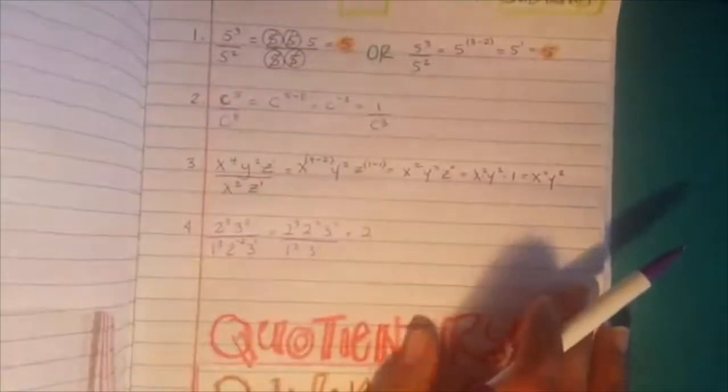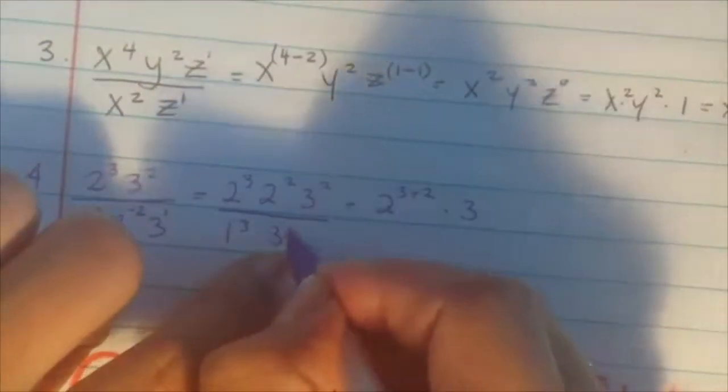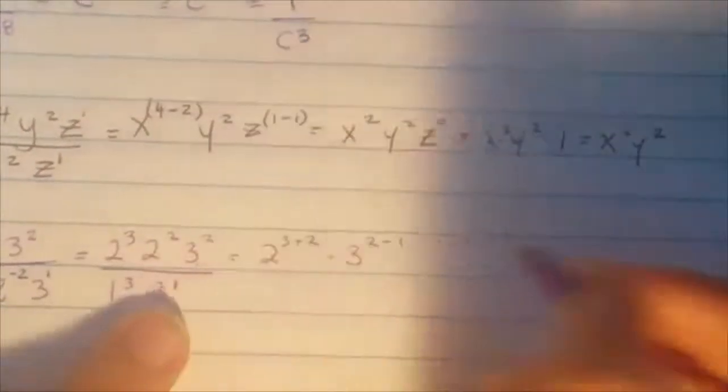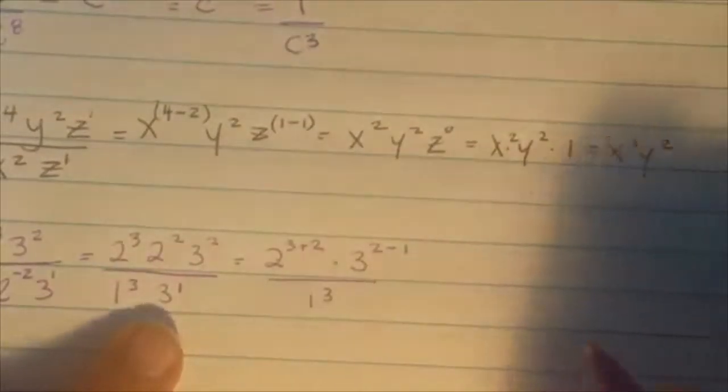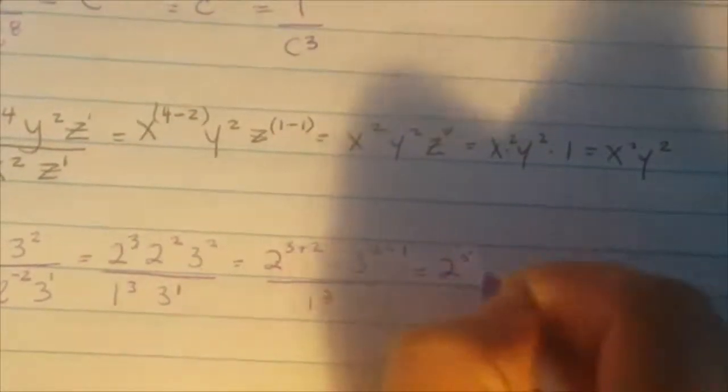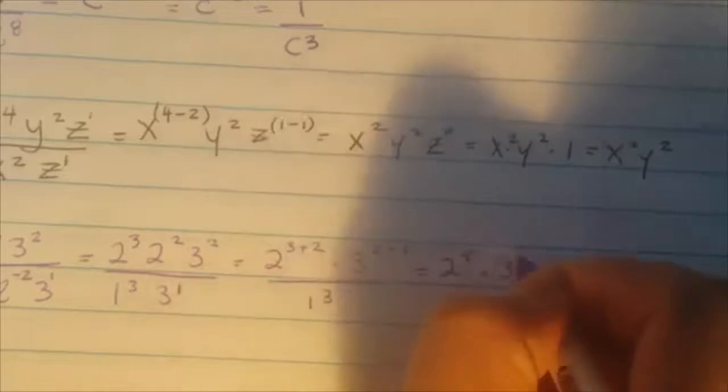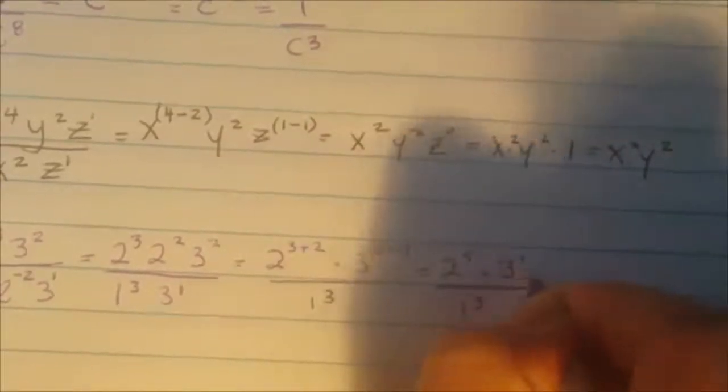So you see the two 2's, the base of the two 2's, we're going to add that. So 3 plus 2 on the exponents. Then the 3's, the quotient rule. So again, we're going to subtract. So it's 3, 2 minus 1, and then 1 over 3. So let's go ahead and evaluate that. 3 plus 2 is 5, 2 minus 1 is 1, and 1 to the third is 1 to the third.